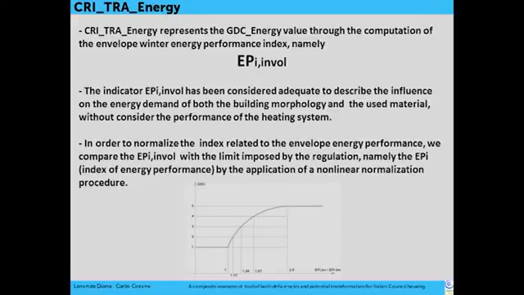The macro-layer CRITRA energy presents the GDC energy value through the computation of the envelope winter energy performance index, namely EPI in vol. The indicator EPI in vol has been considered adequate to describe the influence on the energy demand of both the building morphology and the used material, considering also the thermal bridges. In order to normalize the index, EPI in vol is compared with the limit imposed by Italian law, namely the EPI, Index of Energy Performance, by the application of a nonlinear normalization procedure.